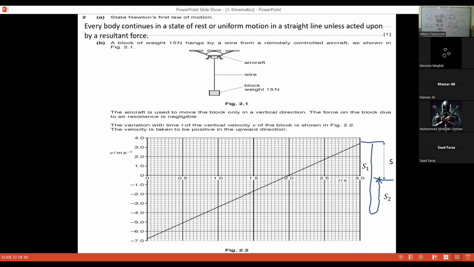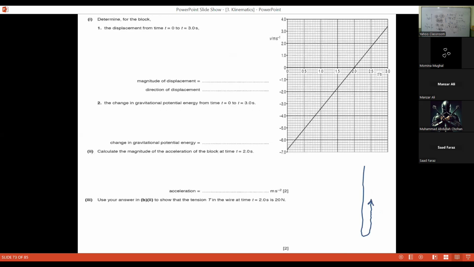तो imagine this thing, displacement in 3 seconds. S निकालना है आपने. बड़ा ट्राइंगल जो है वो S1 होगा, छोटा ट्राइंगल जो है वो S2 होगा, इनका जो डिफरेंस होगा वो S होगा.